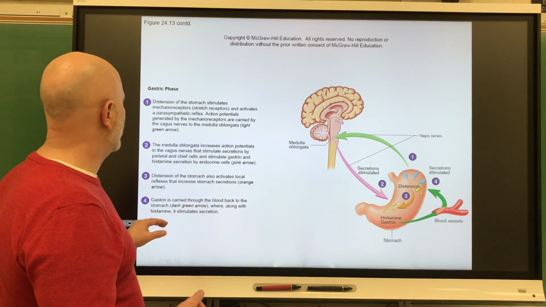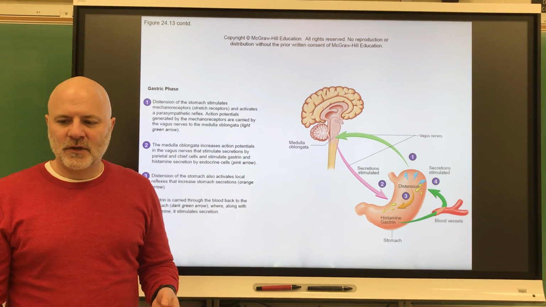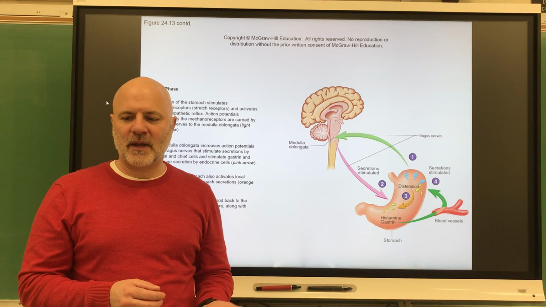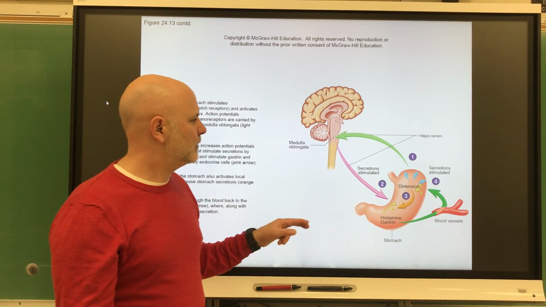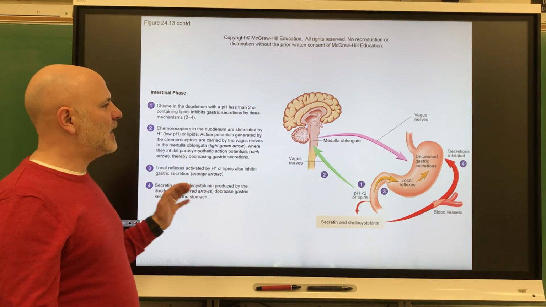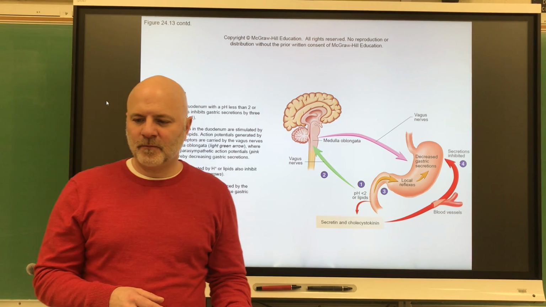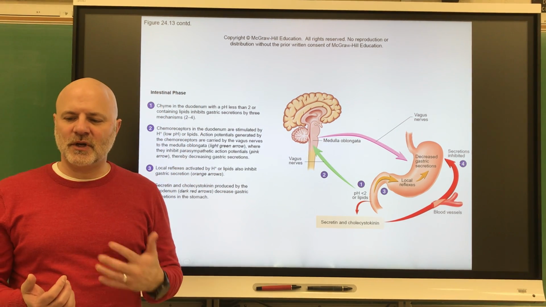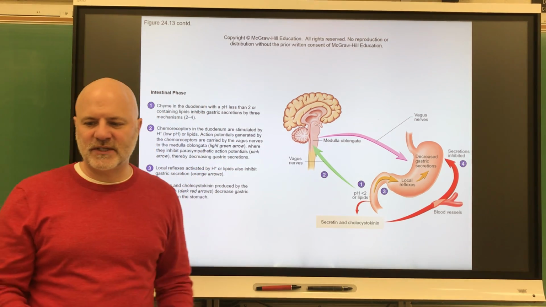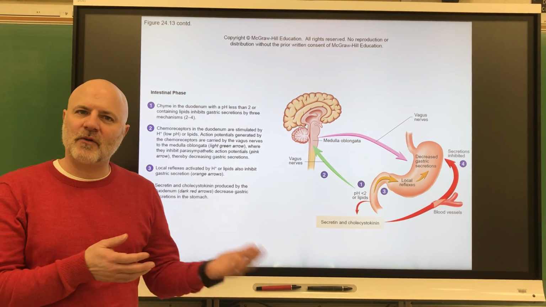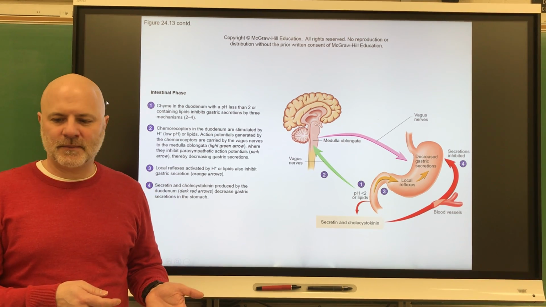Next is the gastric phase. The gastric phase refers to the stomach itself. So this starts when food reaches the stomach, and we're going to release even more gastric secretions because we have food there now. All right. The next phase is the intestinal phase, and this begins when food leaves the stomach. Our small intestine is going to secrete hormones that are going to inhibit gastric juice secretion. So if there's no food in the stomach, we don't need to continue producing those secretions.